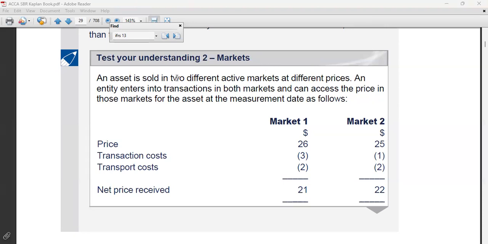So this question says that an asset is sold in 2 different active markets at different prices. An entity enters into transactions in both markets and can assess the price in those markets for the asset at the measurement date as follows. So we say that the price is 26 in market 1, then 25 in market 2. Then there is transaction cost. Here, this market is 3, this one is $1. Then we have transportation cost, $2 here, $2 here. So the transportation cost kind of cancels out itself.